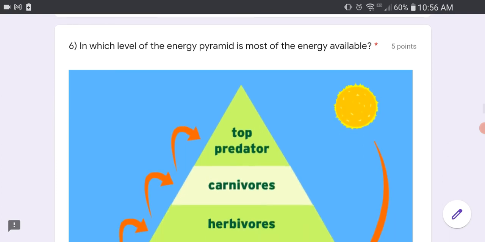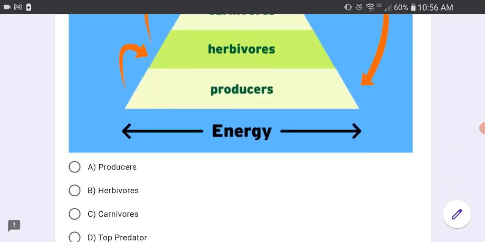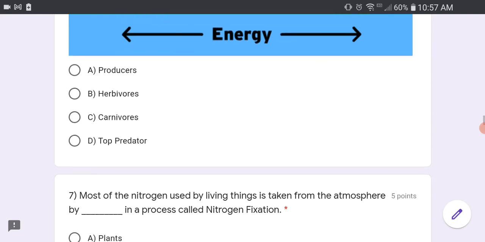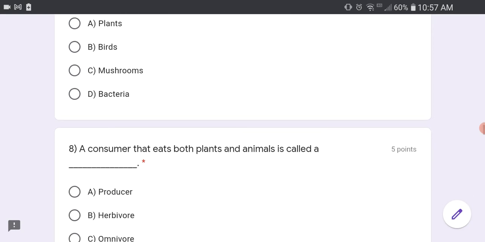Number 6. In which level of the energy pyramid is most of the energy available? Is this A, the producers, B, herbivores, C, carnivores, or D, top predators? Number 7. Most of the nitrogen used by living things is taken from the atmosphere by blank in a process called nitrogen fixation. Is this A, plants, B, birds, C, mushrooms, or D, bacteria?